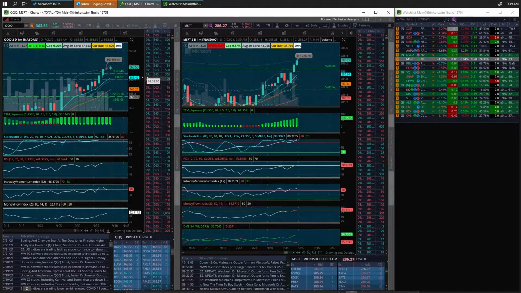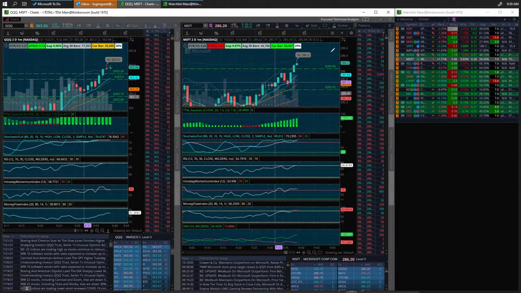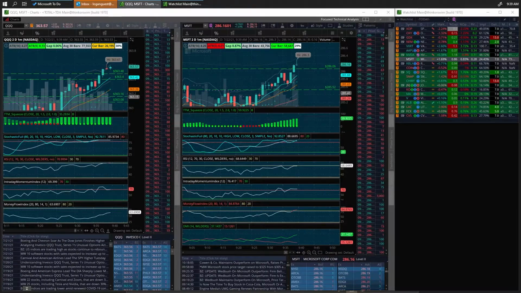It is dying out a little bit on the Qs. However, Microsoft still has that push up about 20%. That's about $2,000, almost $2,000, 25%, $2,000 now. I'm gonna start trimming out. I'm about halfway out.